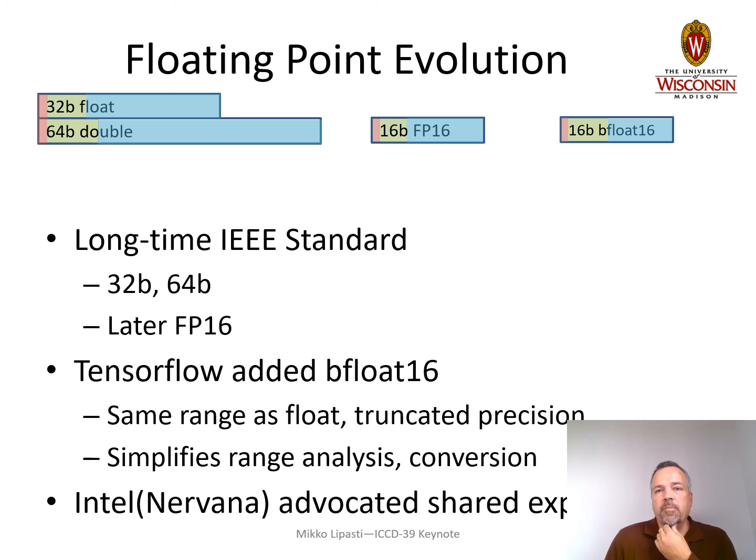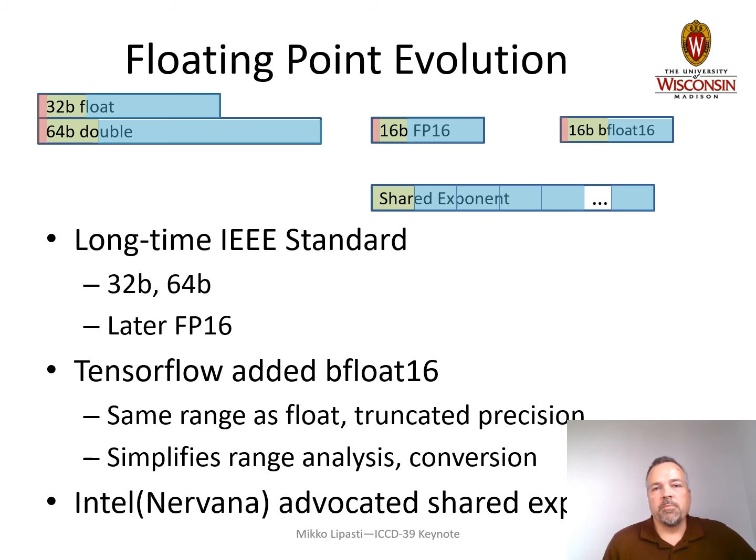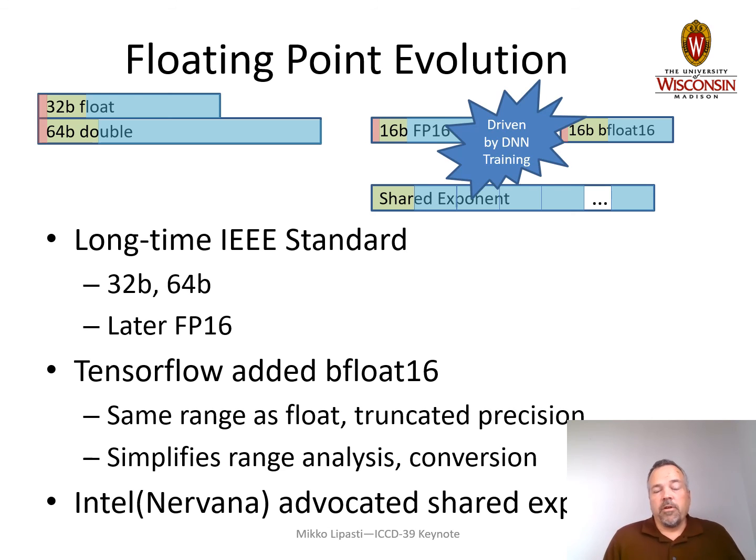As a competitor to FP16, we have bfloat16, which looks similar to single precision, except that it has a lot fewer mantissa bits, so a lot less precision, but has the same range as we have with a single precision float. So it has some advantages from a numerical analysis standpoint in that way. And then also there's been a proposal to do shared exponents, which is not a new idea, but has been recently brought back into the field by the Nervana startup that Intel acquired. So that's on the floating point side.